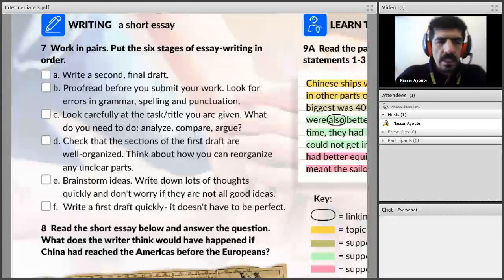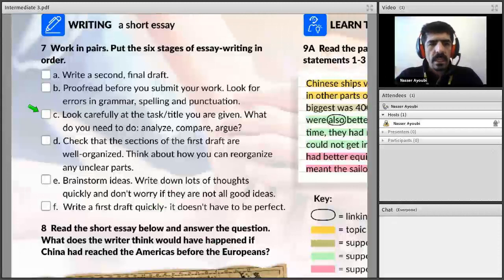Number 1 is C. Look carefully at the task or title you are given. What do you need to do? Analyze, compare, argue. See, they are different. The types of writings are different. So the way we have to do our writing depends on what we are asked to do. If it is an analysis, we have to write about something that needs analyzing. If it is a comparison, we have to compare things, or we have to introduce our ideas about a given topic and try to support it. So C is number 1.